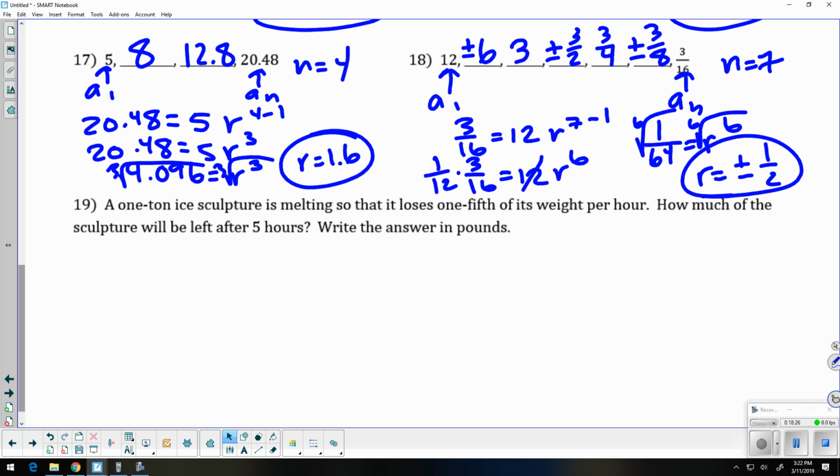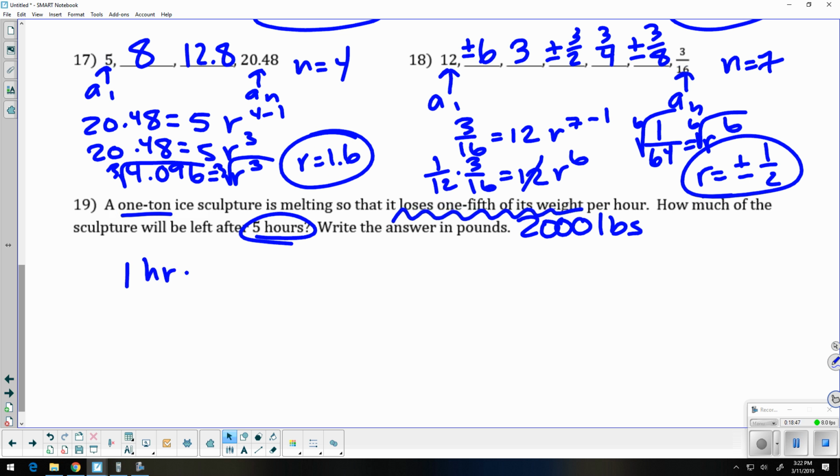Okay, so 1 ton is what we're starting with. Well, we're talking about pounds here. So what is 1 ton? 1 ton is 2,000 pounds. Okay, so we're starting with a 2,000 pound ice sculpture. So it's losing 1/5 of its weight every hour, and we have to know after 5 hours how much is left.